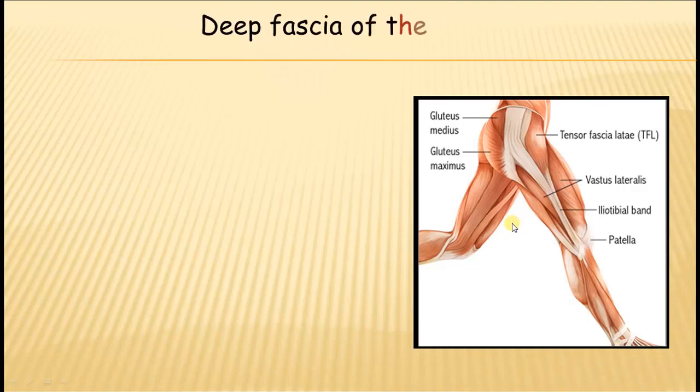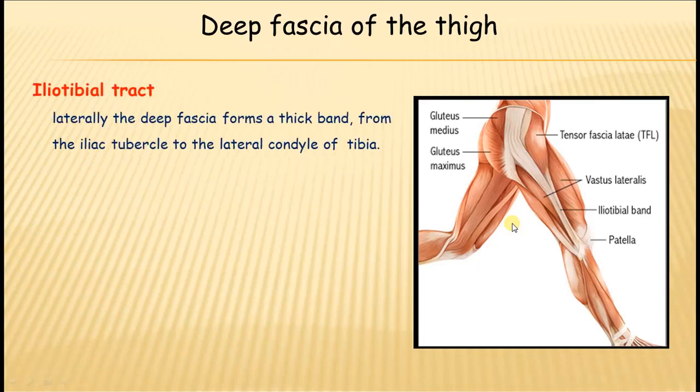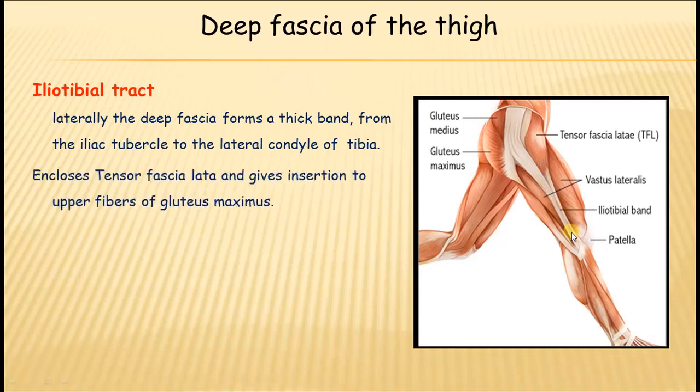The next modification of the deep fascia, we have seen first the intermuscular septum. The second one we have seen is the saphenous opening. The third one is actually called the iliotibial tract. So here we are able to see the iliotibial tract. It's a modification of the deep fascia. A thick band we are able to see on the lateral side of the thigh, extending from the iliac crest and going to the lateral condyle of the tibia. So from the tubercle of the iliac crest to the lateral condyle of the tibia, what you see is the iliotibial tract.